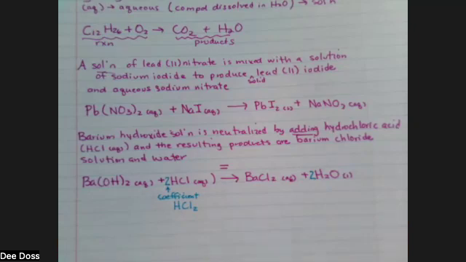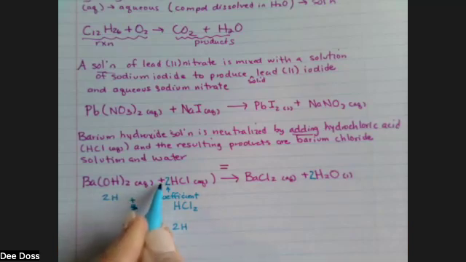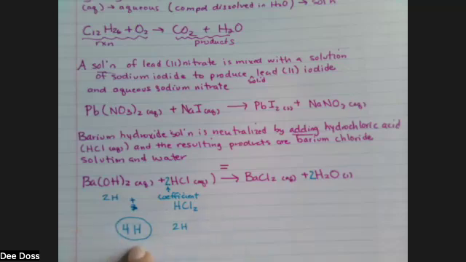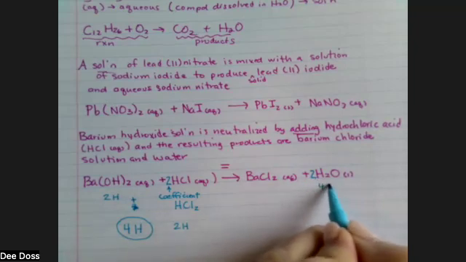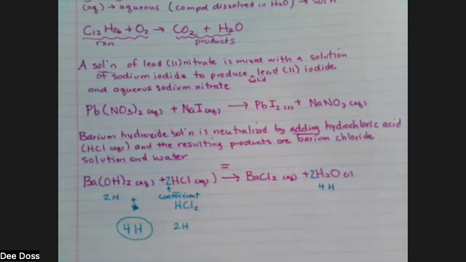So now I have to look at my H's. 1 times 2, I have 2 H's right here. 1 times 2, I have 2 H's right here. So I have a total of 4 H's. I add them together because there's a plus sign right here. I have a total of 4 H's over here, so I have to have 4 H's over here. 2 times 2 is 4. I have 4 H's over here. It is balanced. Okay. So we're going to do 4 or 5 of these so that you all can see how it's done and feel more comfortable with it.